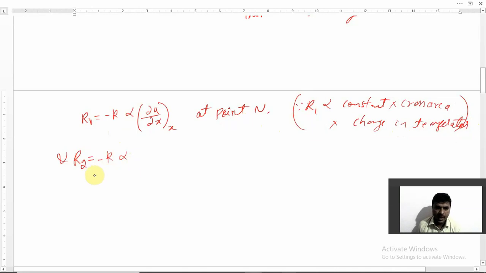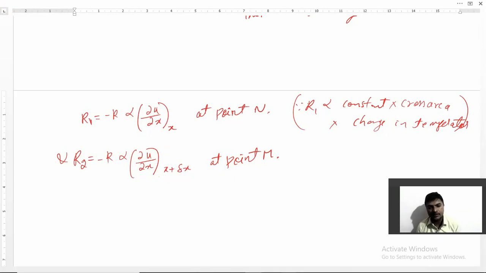Alpha is again the cross section at point M. What will be the change in temperature? It is dou u upon dou x, at x plus delta x at point M. These are the two equations I am going to substitute in the equation, and I am going to get the heat equation directly. Very, very easy derivation this is. Please remember, negative sign is nothing but the opposite direction of the temperature. Hence just substitute in the equation.